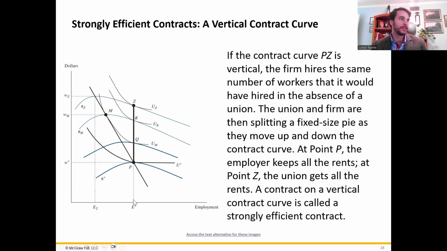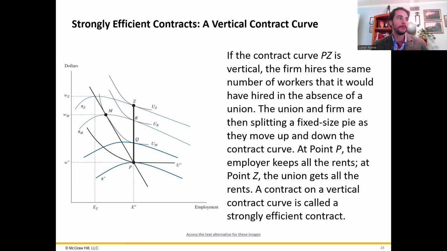Here, the employment level is set at E star. The only question is what the wage is going to be. At any wage that the firm and union agree to, we'll end up with the same number of workers. But again, there are many different wages that these employees could be hired for. Where they fall on that line is going to determine how the profits are shared between the union and the firm. So if they agree on point P here, the firm is going to keep all the profit.